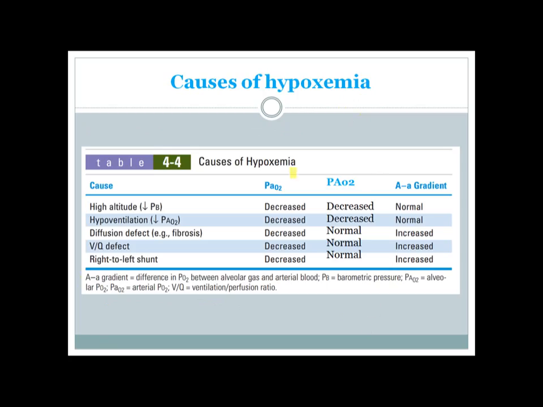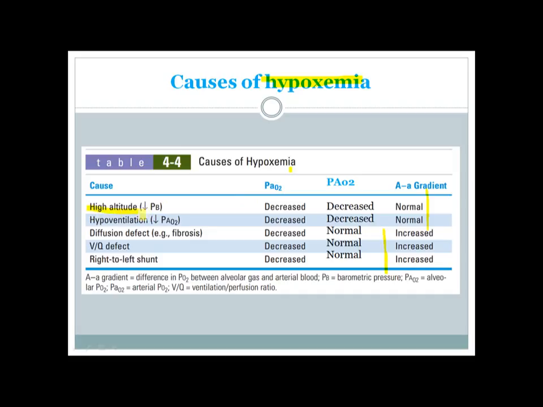So those are the causes of hypoxemia. The causes of hypoxemia can actually be classified into two types. In one group you have some causes which do not increase the A gradient, so a normal A gradient, and in another group there are some causes which increase the A gradient. So let's first look at the causes that do not change the A gradient.